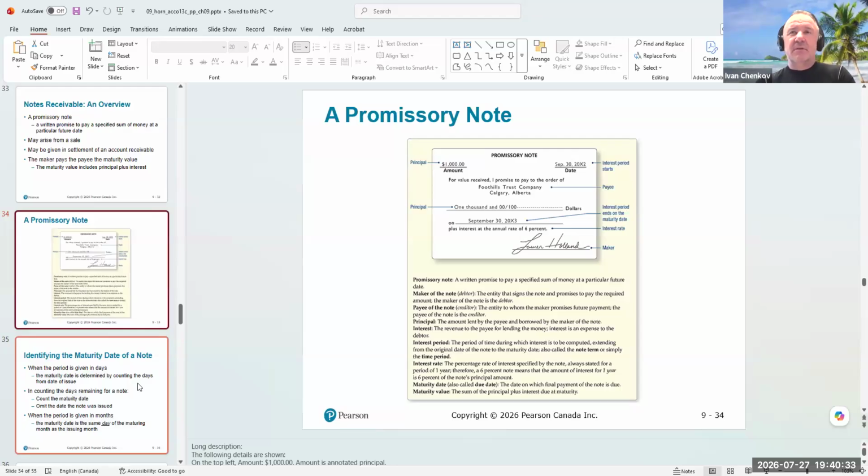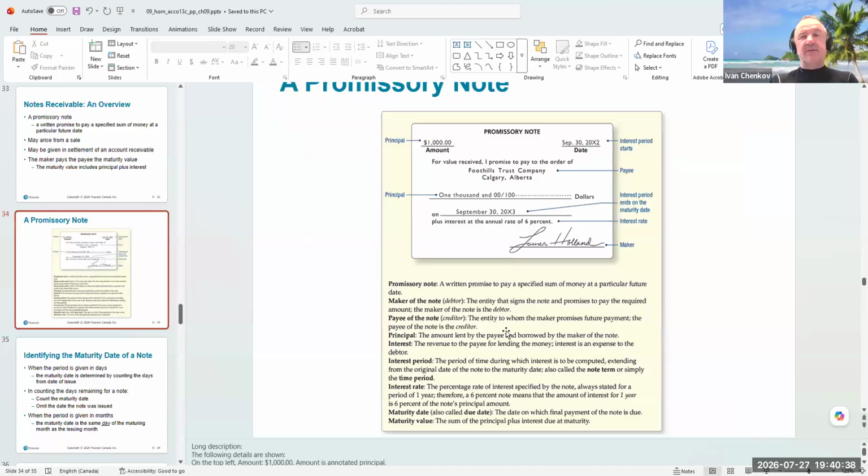A note receivable is going to look like this. You're going to spend more time on note receivables in the second course of accounting, where the teacher is going to talk about note payables. It's a kind of promissory note which has a specified date on which it is issued, a date on which it has to be settled, the principal amount, the interest amount, and how the interest is accumulated, and everything.